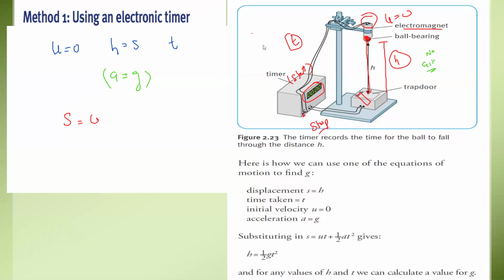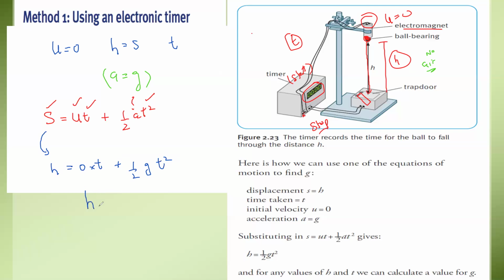So we cannot use this equation. What about the third equation? We have s = ut + ½at². I have u, I have t, and I have the displacement, so I can use this equation. If we rearrange it, s is the height from which we drop, u is 0, plus half, acceleration due to gravity. We know it's 9.8, but we want to find it practically. And then t². When simplified, h = ½gt².